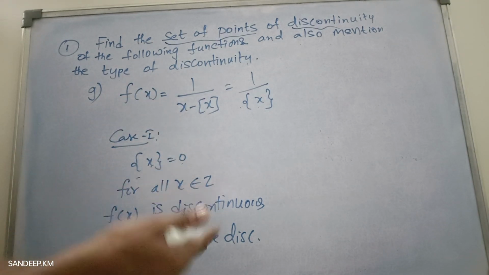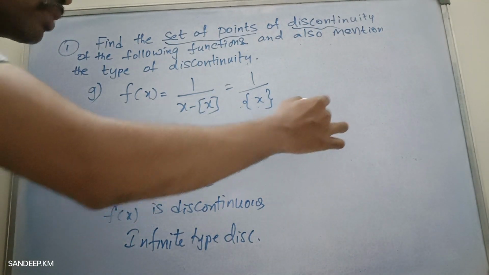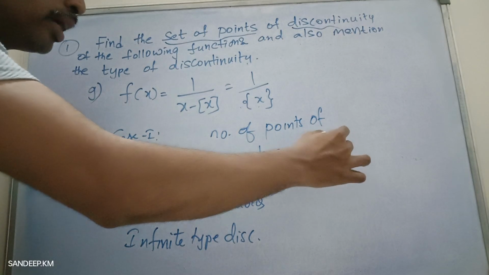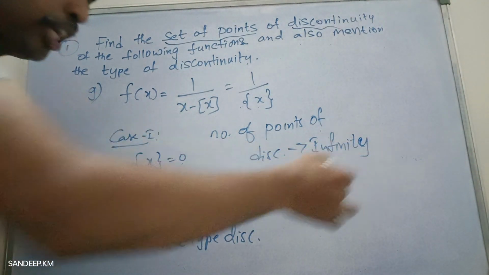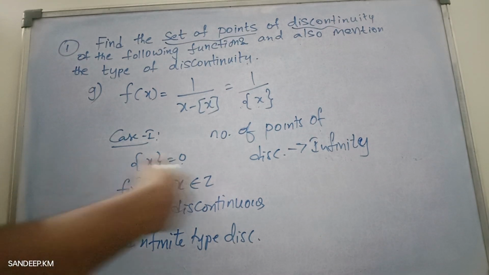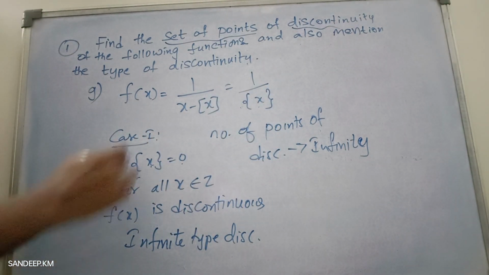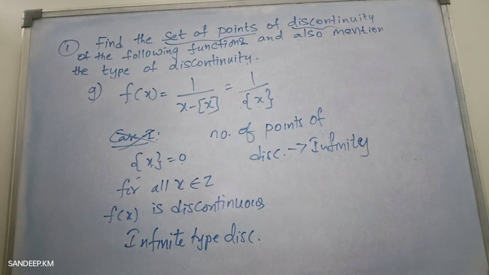That means how many points of discontinuity? Number of points of discontinuity. The answer is what? Infinity. There are infinite points of discontinuity. At all integers it is discontinuous. So therefore the number of points of discontinuity is infinity. No cases, this is the solution. Okay, we'll go with the next question.